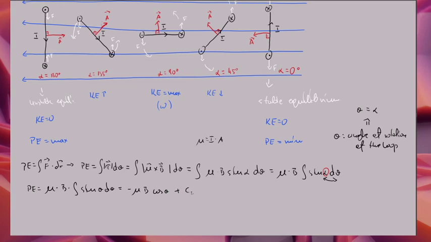Plus some constant C. So what I have is an expression for potential energy that looks like this: minus UB cosine theta plus a constant C. Right, now, the constant C, what do we do with it? Well, we're going to get rid of it. We're going to cross this thing out.